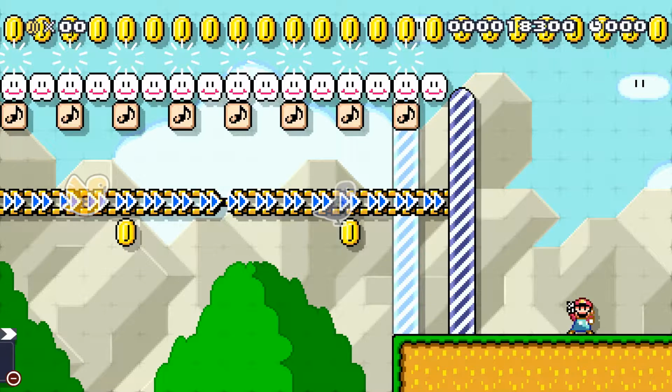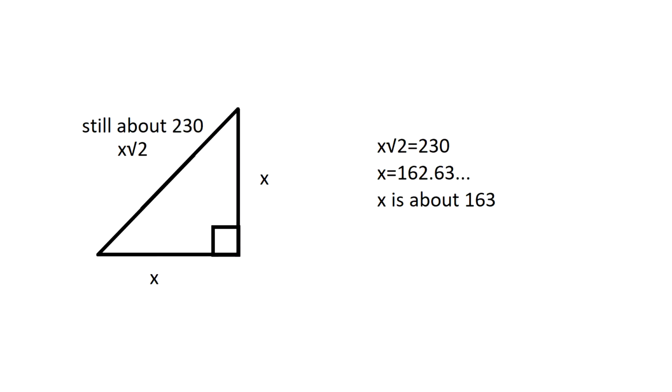I've got to say, that looks pretty close. I also did this again with another traditional triangle. When you have both sides of equal length, the hypotenuse is going to be that length multiplied by the square root of 2. So again, the hypotenuse is still about 230 beats per minute. If you do the math through that, the beats per minute should come out to about 163.